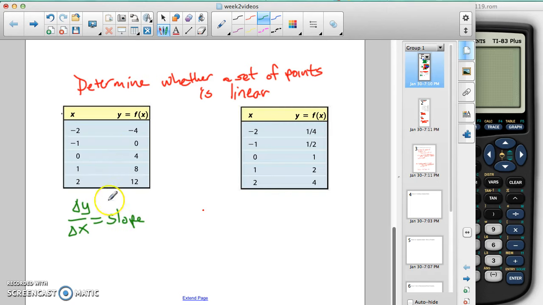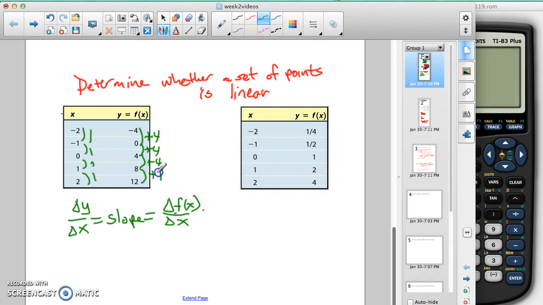It's change in y, or in this case, change in f of x, over the change in x. So in this case, this delta means change as we say it. So if we look at this, here our change is 1, 1, 1. Every time we're going up by 1 here. Here our change is positive 4, positive 4, positive 4, positive 4.